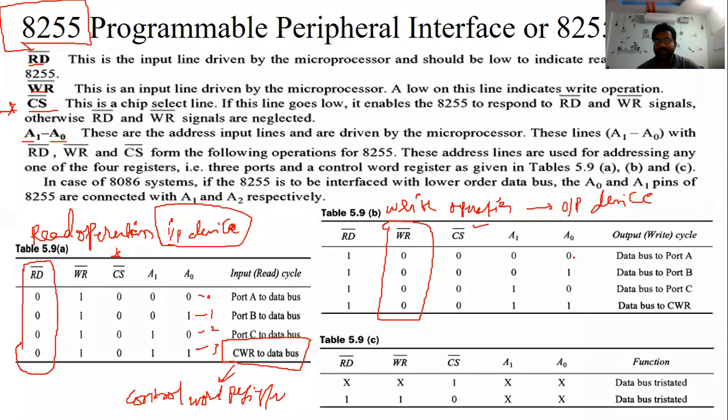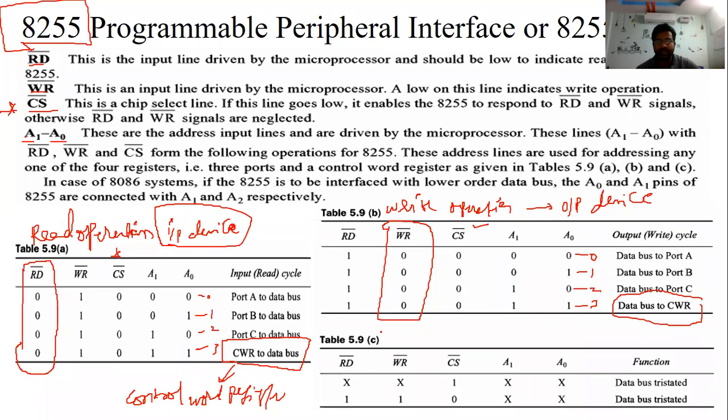So now see this: 0, 0, 0, 1, 1, 0, 1, 1. If A0 and A1 are 0, 0, the data bus goes to port A. This is 0, 1, data bus to port B. 1, 0, data bus to port C. This is 1, 1, data bus to the control word register. This is the CWR.